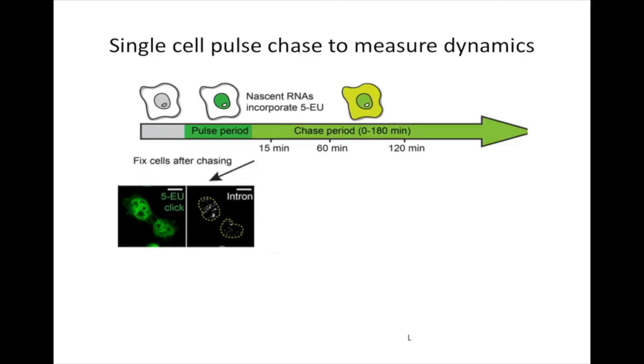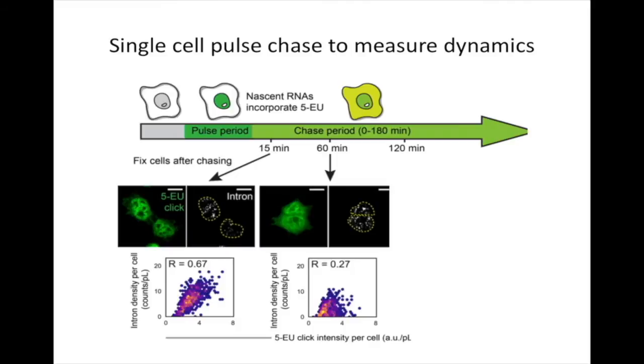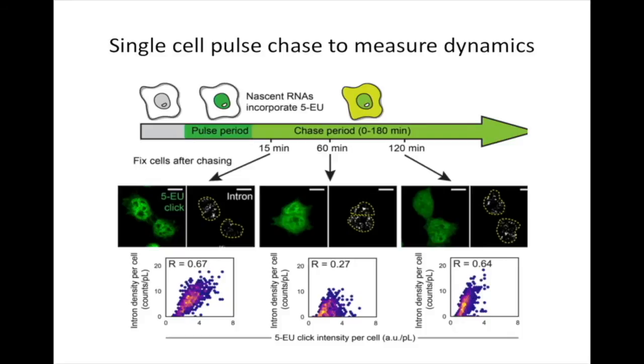We've done pulse-chase experiments to measure how much the activity fluctuates. So we can incorporate a modified uracil that gets incorporated into nascent transcripts. And then we can measure both this activity as well as the introns, to tell us the nascent activity sometime in the past and sometime now. So if you just wait 15 minutes between the two measurements, it's highly correlated. If you wait an hour, they become decorrelated. But surprisingly, if you wait 2 hours, then they actually recorrelate.